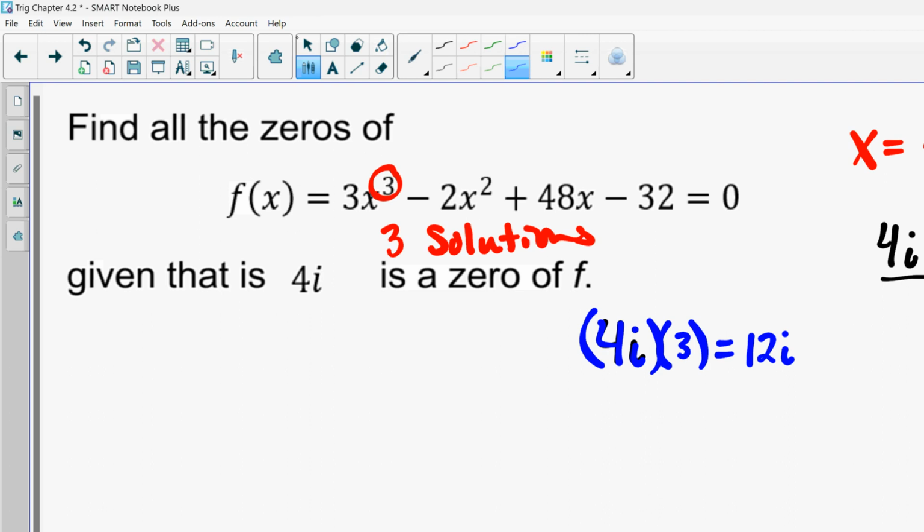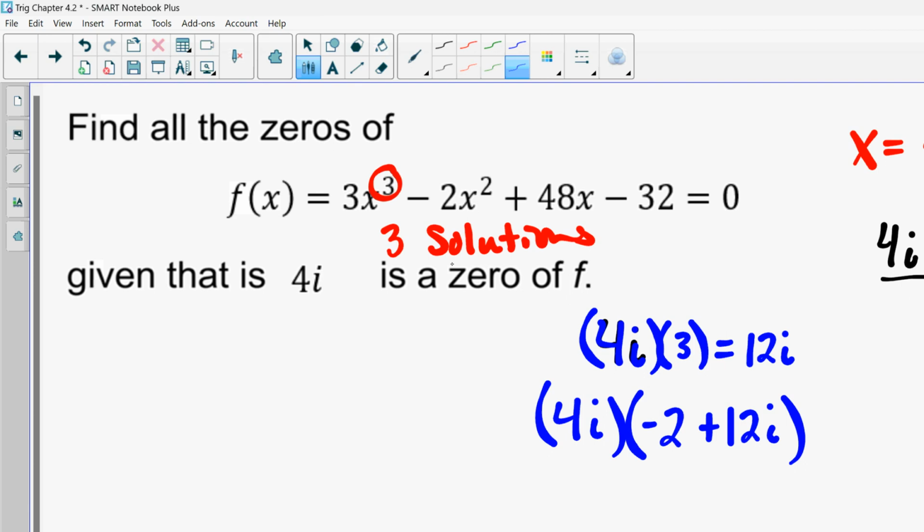Now, it gets a little funky at this point because, again, we're going to repeat the process. We're going to say 4i times, in this case, negative 2 plus 12i. And if we multiply these out, 4i times negative 2 is negative 8i. 4i times 12i, 4 times 12 is 48, i squared. i squared is negative 1, so it's really just changing it to negative 48. Luckily for this one here, we don't have any like terms to combine at this point.